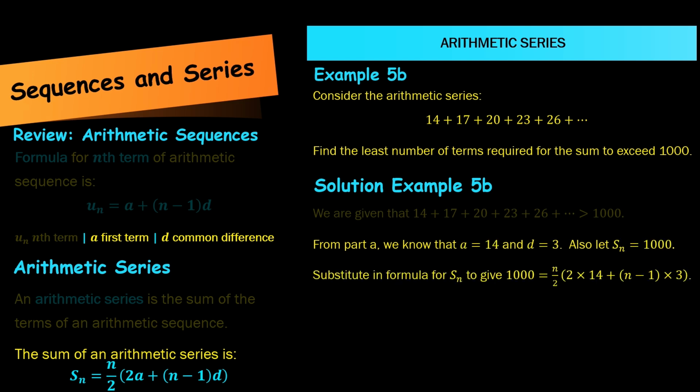We now substitute these values into the formula for s subscript n to give Sn equals 1000 equals the number of terms n, which is what we're looking for, divided by 2 multiplied by 2 times a, which is 14, plus n, again because that's what we're looking for, and that's part of the formula, minus 1 multiplied by d, which is equal to 3.